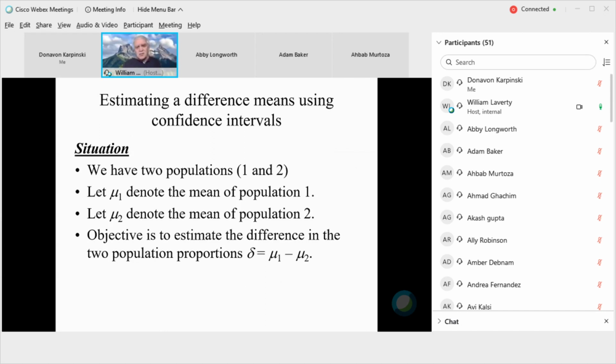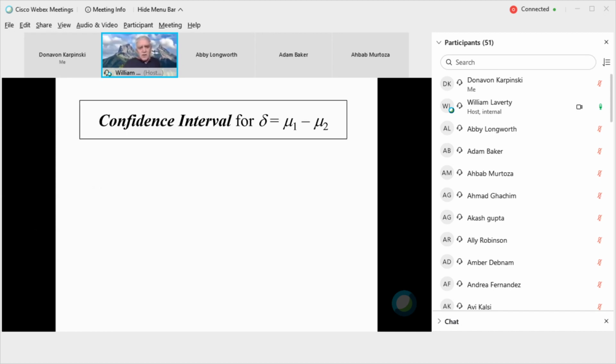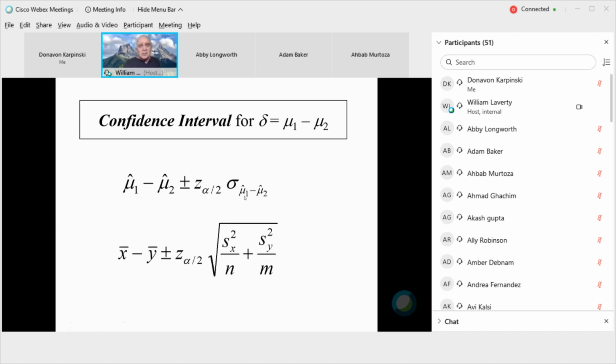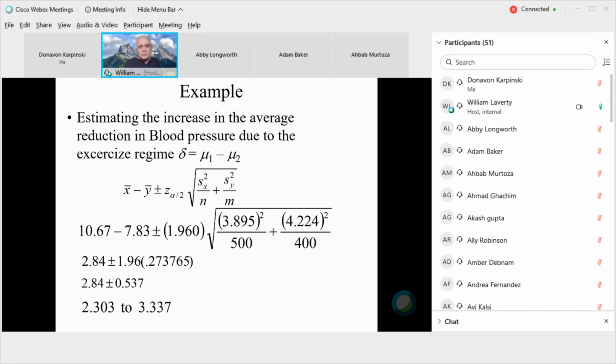Estimating the difference in means using confidence intervals. So the confidence interval for mu1 minus mu2 is the estimate of mu1, which is x bar, minus the estimate of mu2, which is y bar, plus or minus z sub alpha over 2 times the standard deviation of the statistic mu1 hat minus mu2 hat. That is the square root of sx squared over n plus sy squared over m. So in the example, x bar was 10.67, y bar was 7.83. SX was 3.895 and SY was 4.224. The sample sizes were 500 and 400.